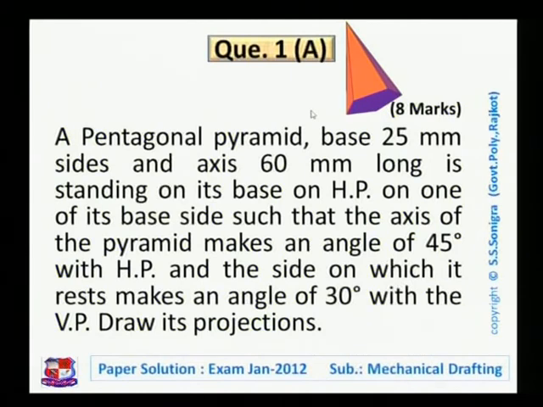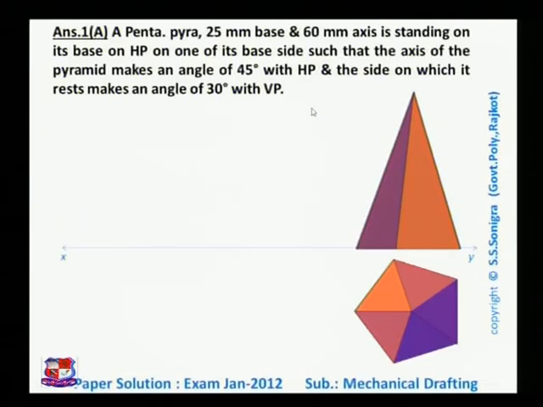The dimensions are given to us, and it is given that it is resting on one of its base sides. So, it would appear like this. It is resting on one of its base sides. When it is given, we should draw the pentagon like this, meaning one side should be perpendicular to the XY line and the rest of the sides should be like this. This is the top view of the pentagonal pyramid, and this is the front view of the given pentagonal pyramid.